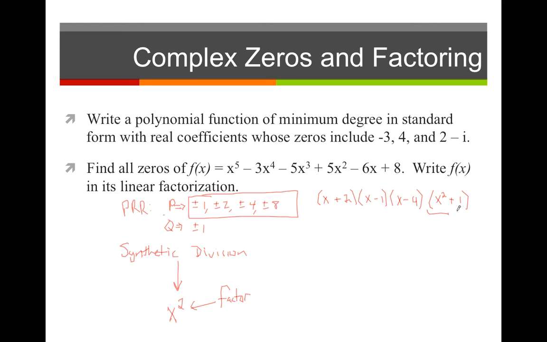Well, this piece right here will factor to x plus i and x minus i, as I talked about before with the x squared plus 9 towards the beginning of the lesson. So there's the linear factorization: x plus 2, x minus 1, x minus 4, and x plus i and x minus i. That's the linear factorization, all 5 factors for this quintic function.